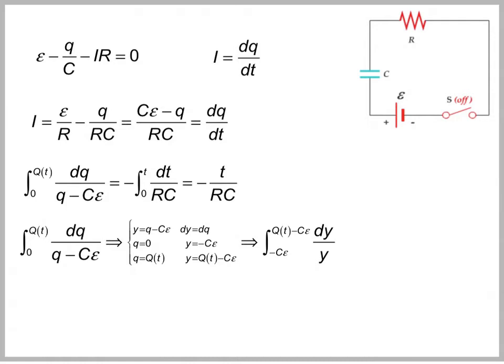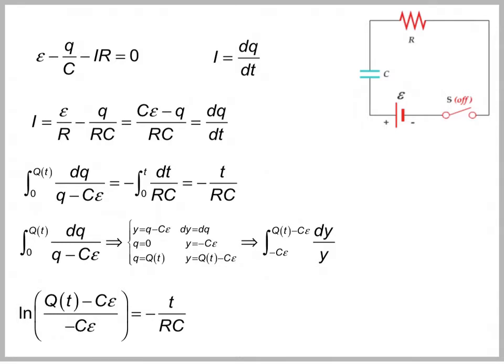When q equals 0, y equals minus CE, and when q is equal to some function q sub t, y is equal to q minus CE. So we change our limits, we plug it in, we notice that we have a dy over y, and that's just a logarithmic answer. The natural log of q minus CE over minus CE is equal to minus t over RC.